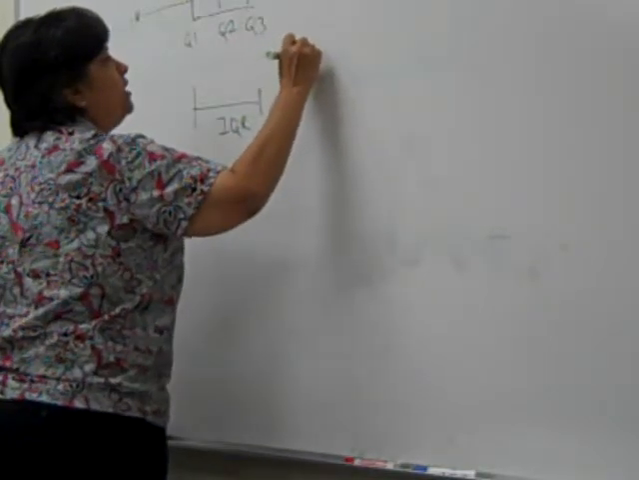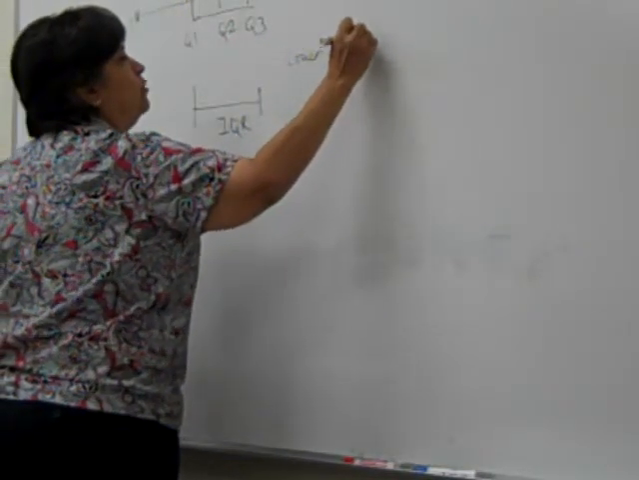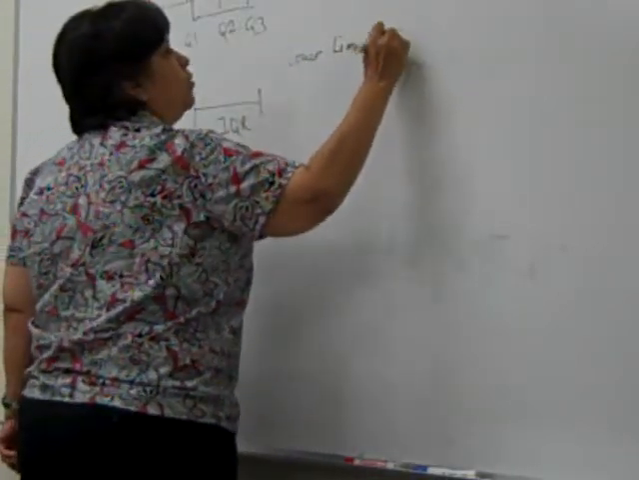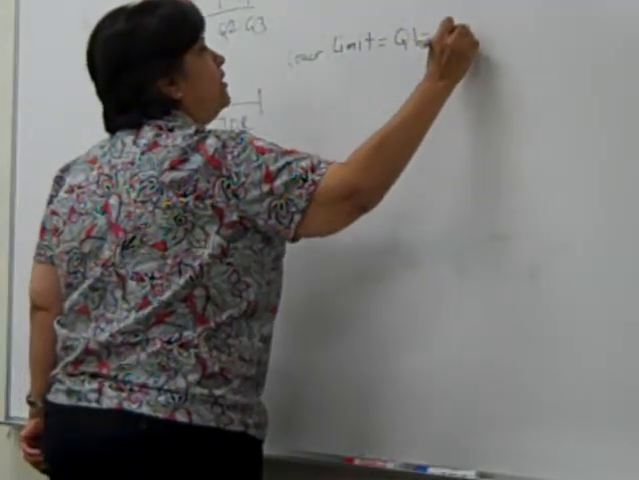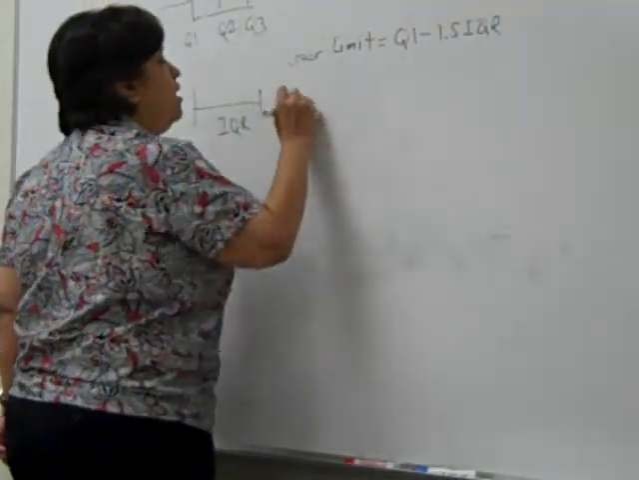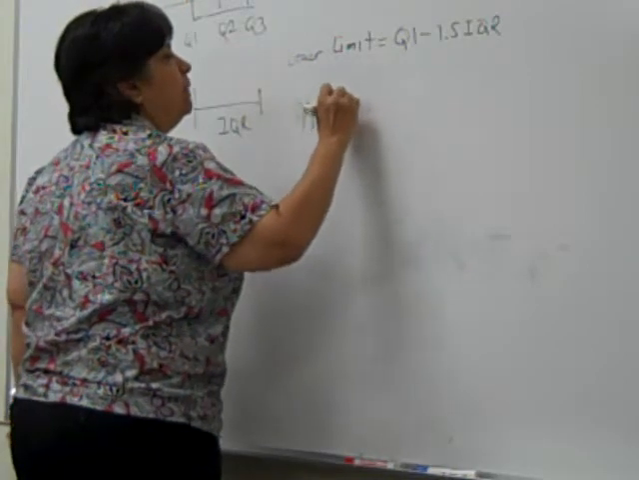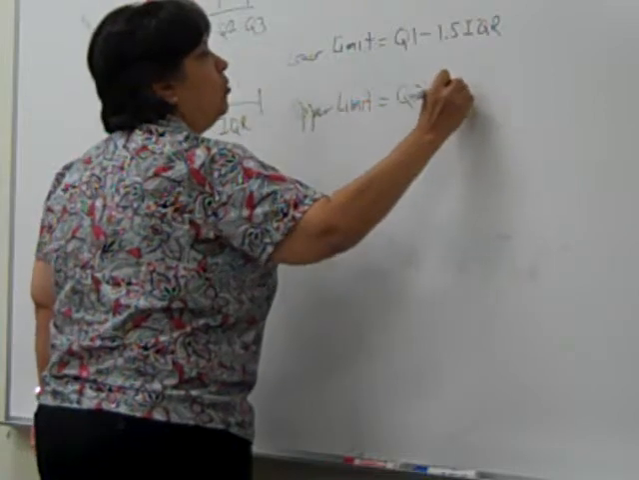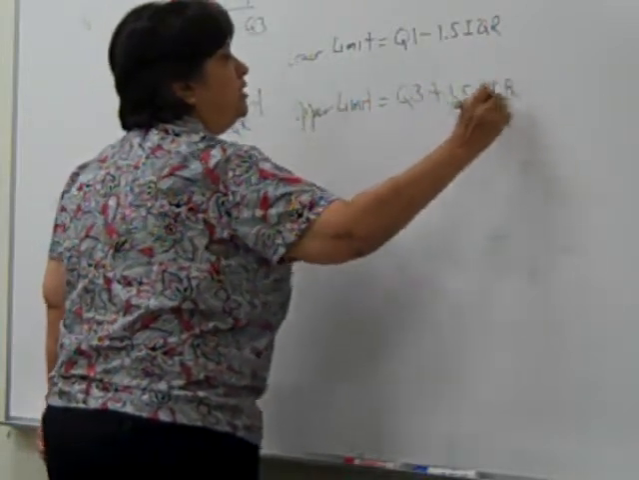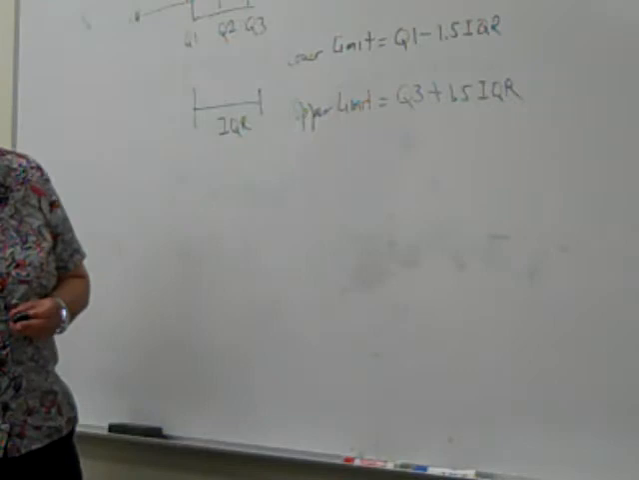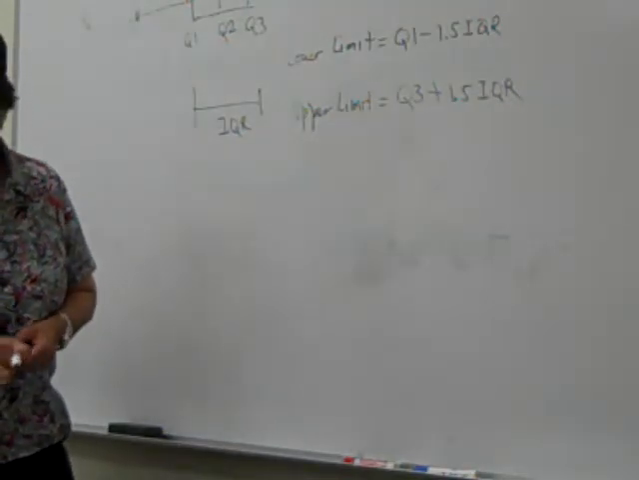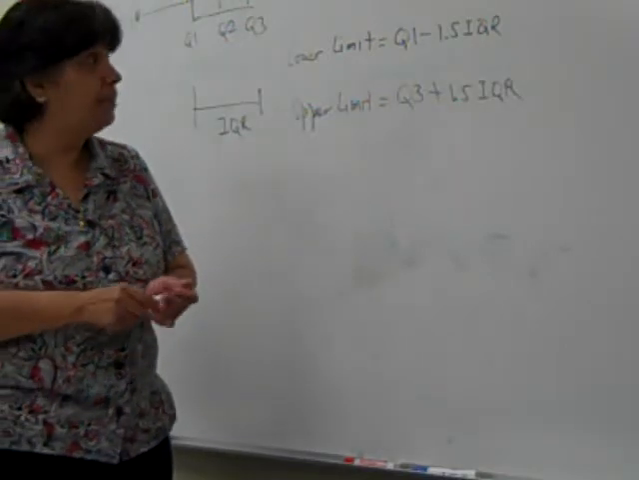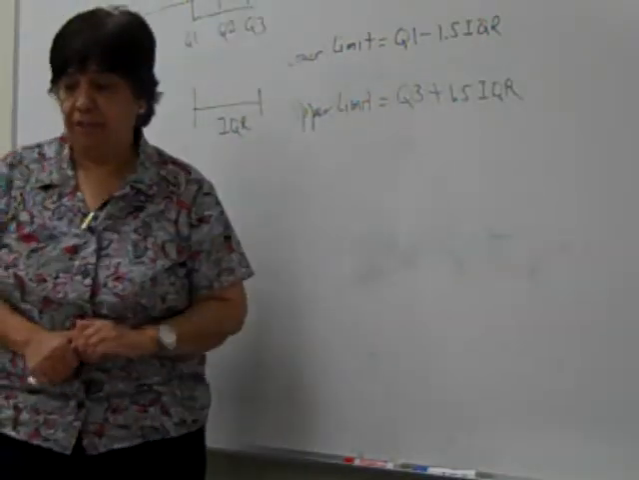So the lower limit to be considered an outlier is quartile 1 minus 1.5 times the interquartile range, and the upper limit is equal to quartile 3 plus 1.5 times the interquartile range. And that's how you identify your outliers in this box and whisker plot.